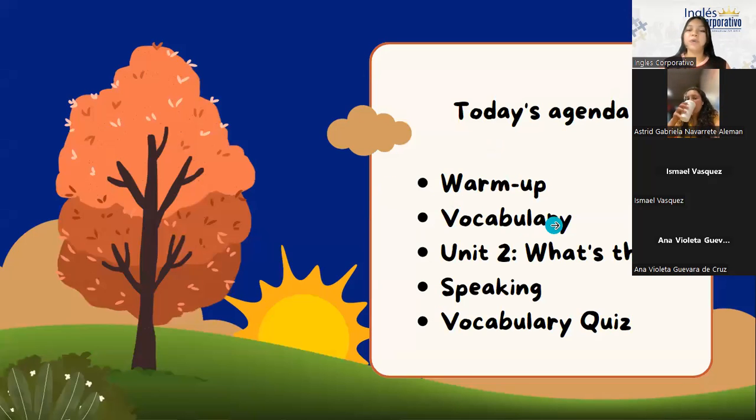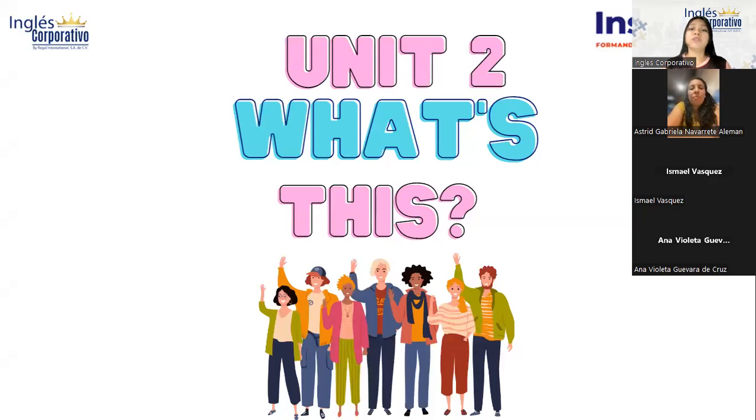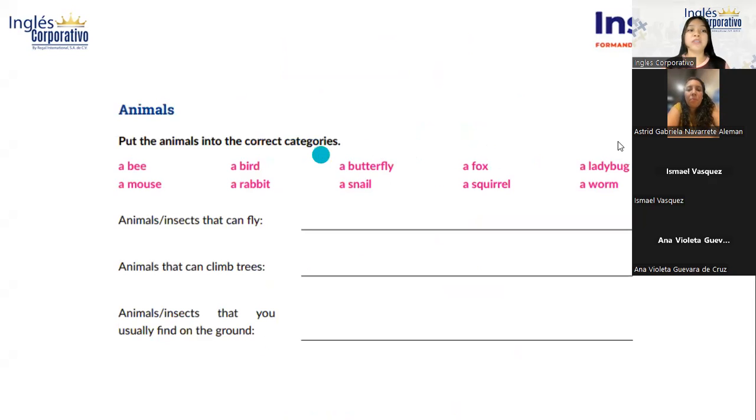So in today's agenda, we have the warm up, we have vocabulary, we have unit two. Today we are going to start with unit two. And the name of unit two is What's This? Then we have a speaking and we have a quiz at the end of the class. So first of all, we are going to start with unit two today. What's this? That's the name of the unit. And we are going to start with animals. That means vocabulary.